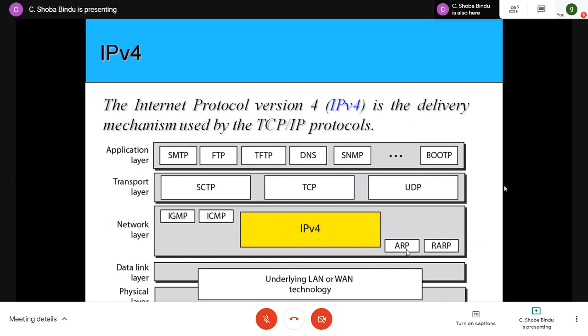These two, IGMP and ICMP, are shown above this IP, and RARP and ARP are shown below this. In a sense, the packets that are coming from these two protocols make use of the services of IP. But these two protocols do not make use of the services of IP. They will be making use of the services of the data link layer here. So that is why these two are shown below this IP protocol here. So this is the protocol that is run at the network layer.